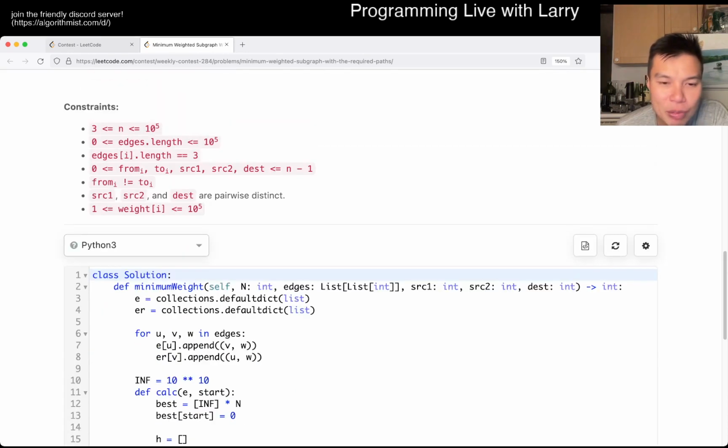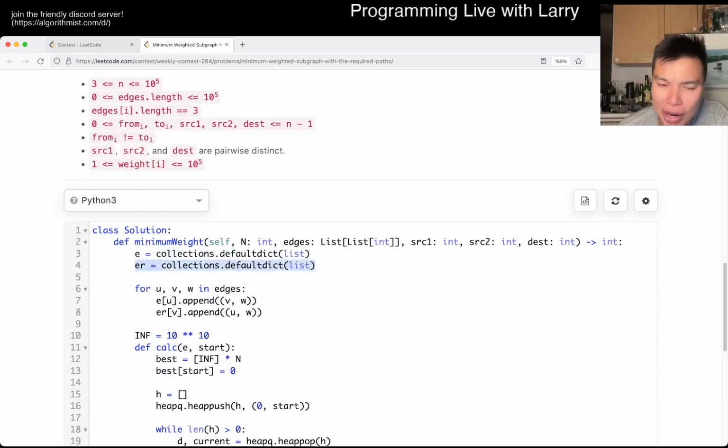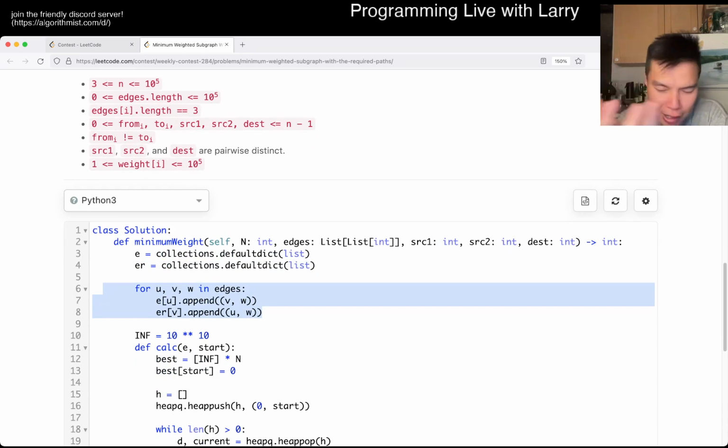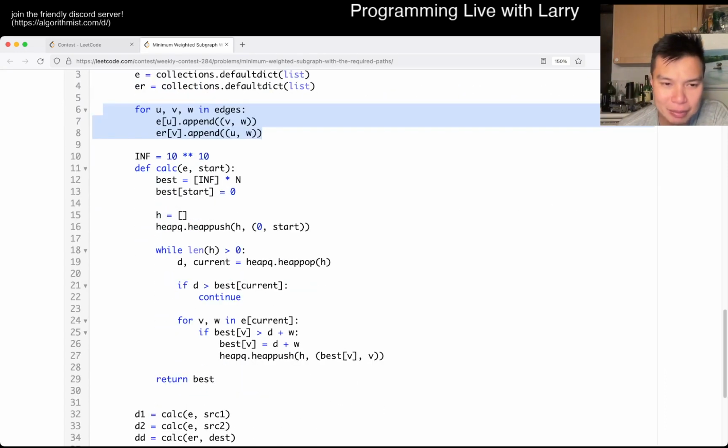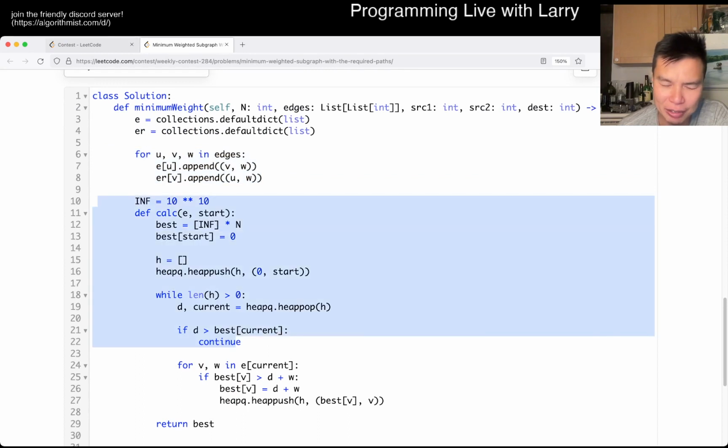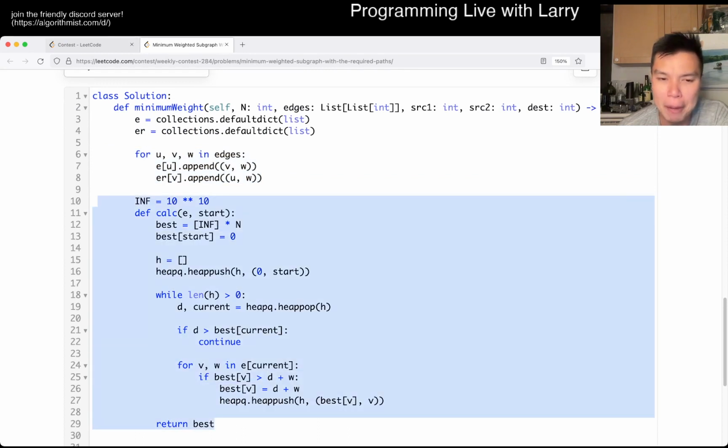But basically I implement everything I said. So I have the regular graph, I have the graph that I call the edges, and then the edges reversed, hence the R. And this is just a very easy edge list setup, which is very common. So you should definitely know this at some point. This is just Dijkstra's algorithm. You should be very familiar with this.